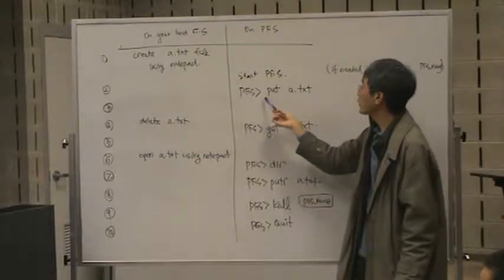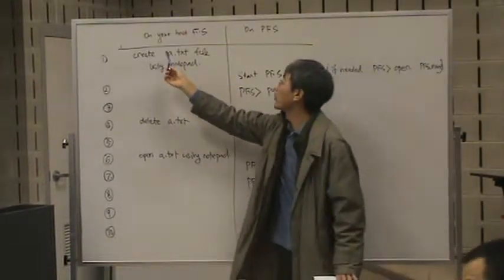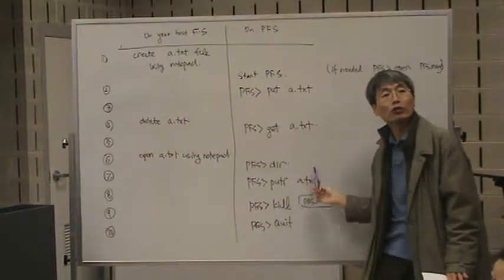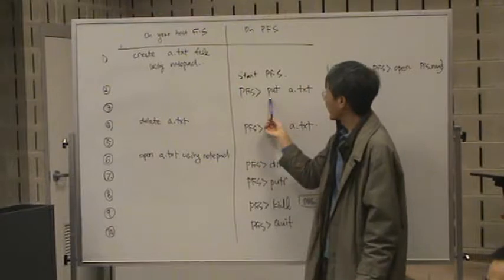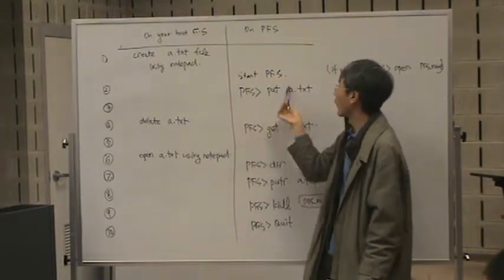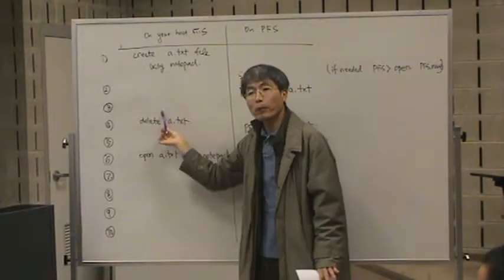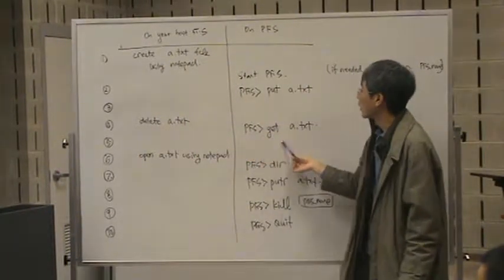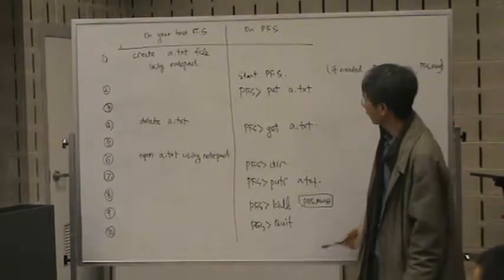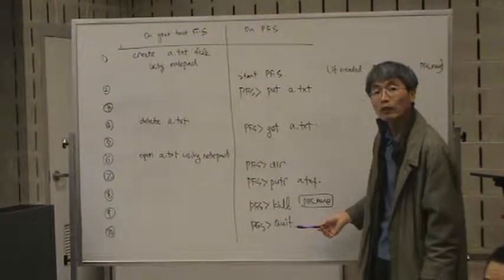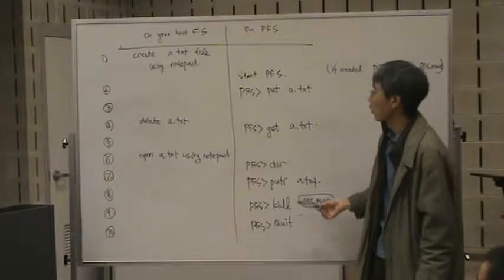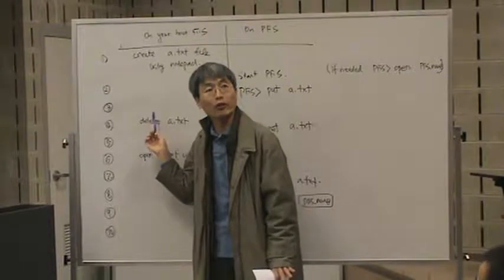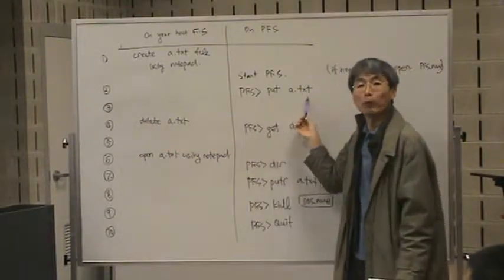Then put the a.txt file that you created on your operating system into your PFS file system. Upload the file, then on your operating system, remove that file. Should that file be gotten before the delete? No, because you deleted the a.txt file on your operating system, so it's okay, even though you delete it, because you already uploaded.